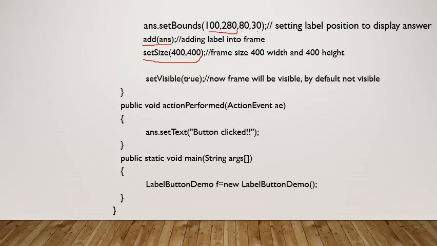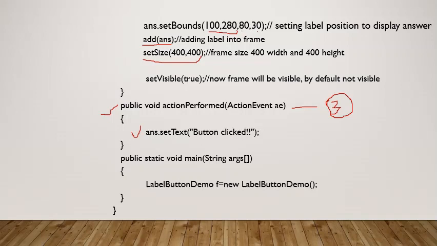Now this is the third point of the event delegation model, that you have to implement the appropriate method. For ActionListener, the appropriate method is actionPerformed. Whenever the button is clicked, the control comes into this method, and then this statement is executed: answer dot setText button clicked.